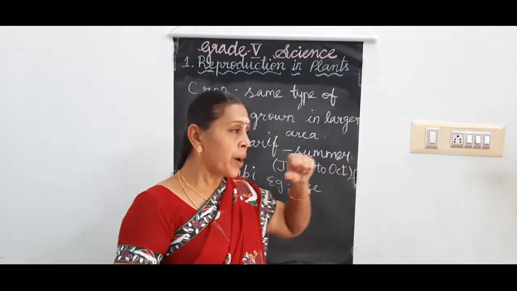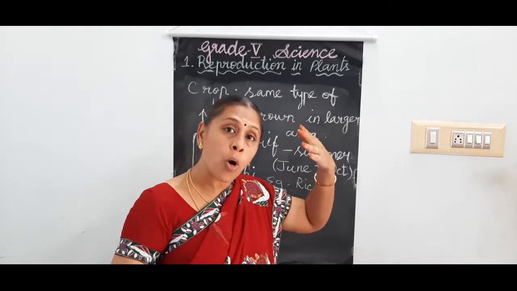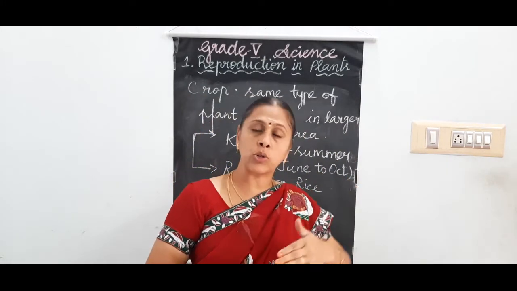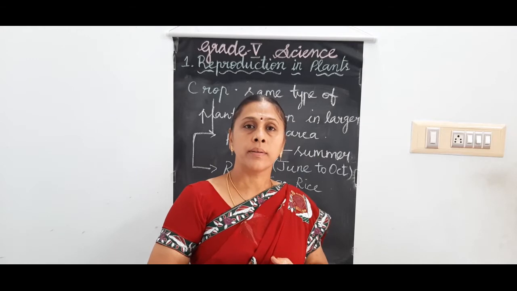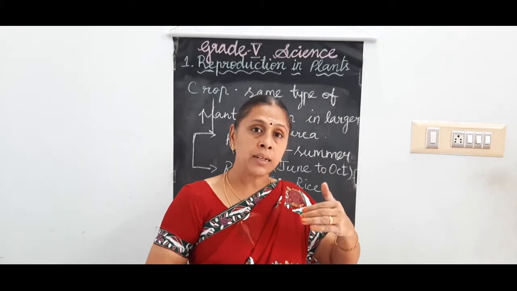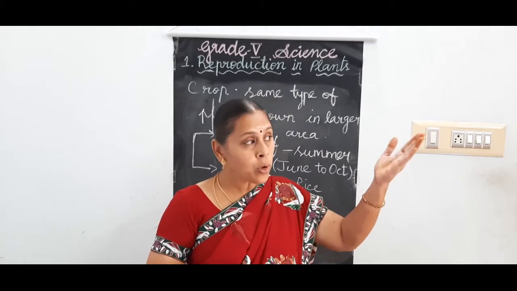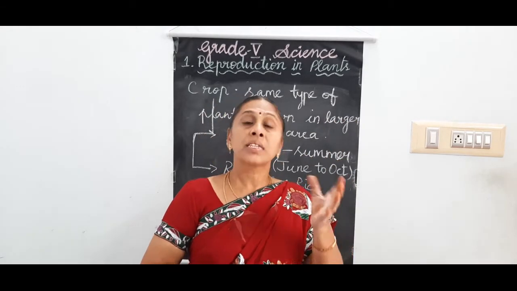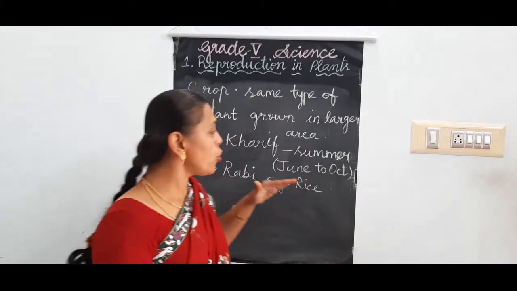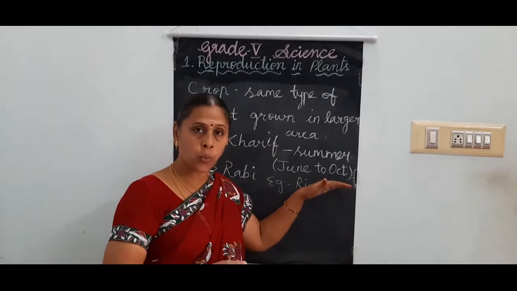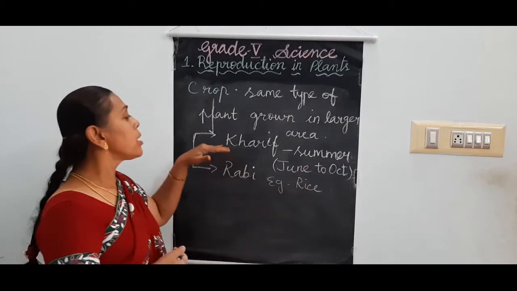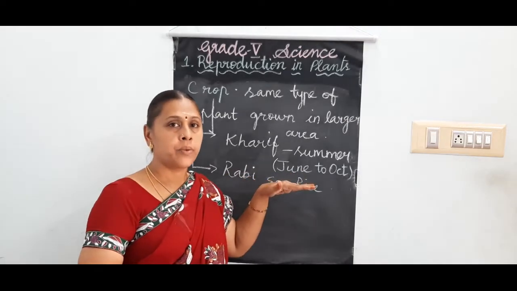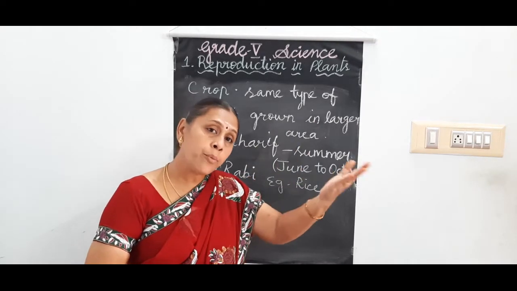So from the month of June, the monsoon will set in and the rainfall will also be there. So the crops will get both sunlight and water for their growth. Such types of crops that grow in the months of June to October are called Kharif crops, which need both sunlight and more water.